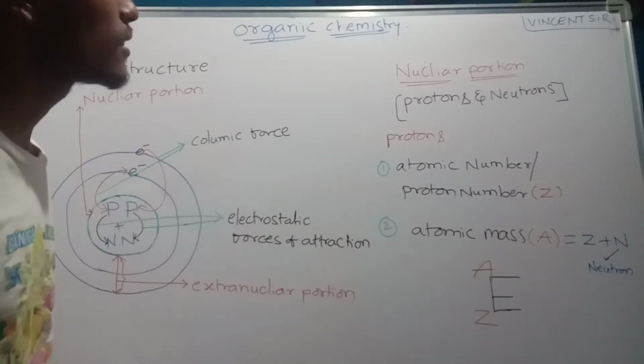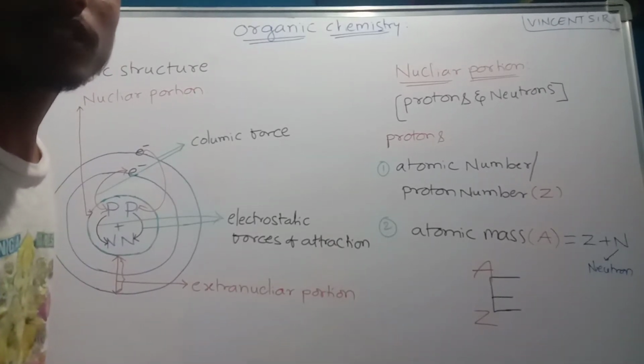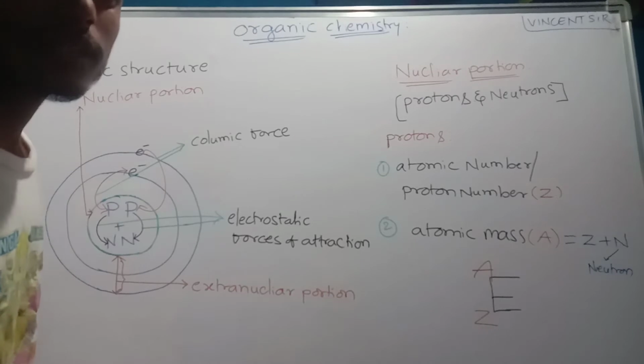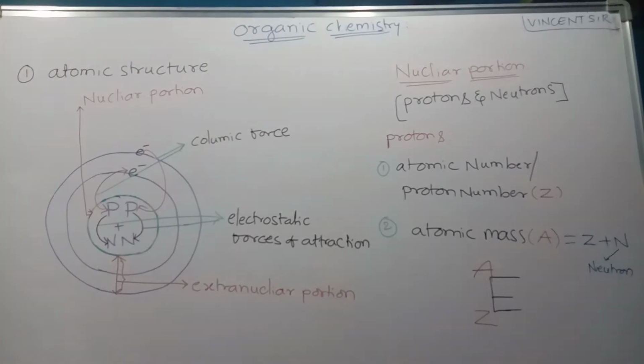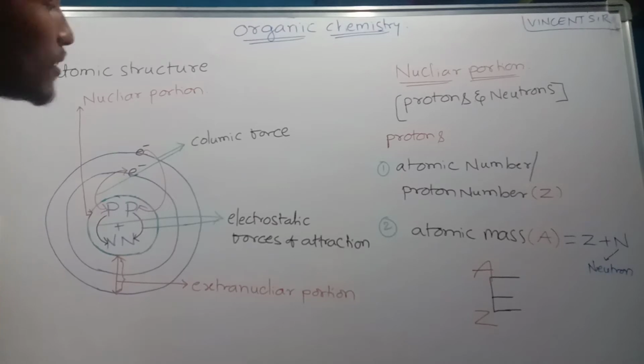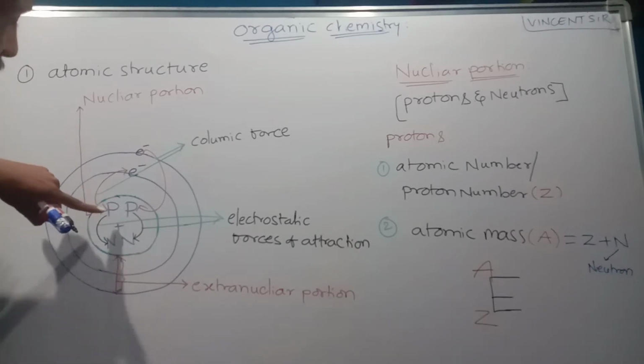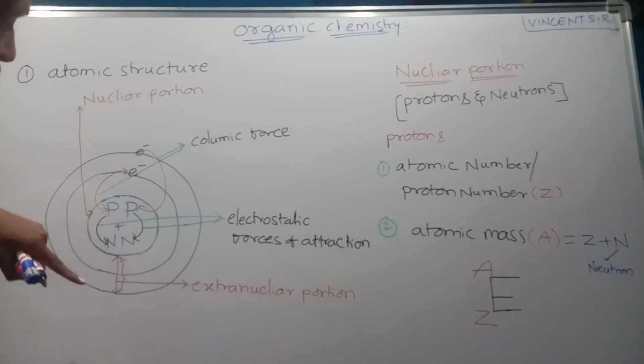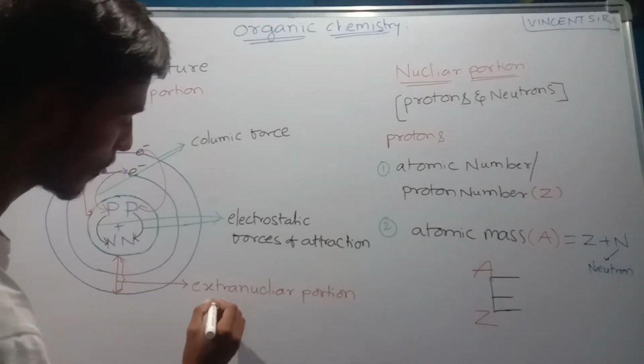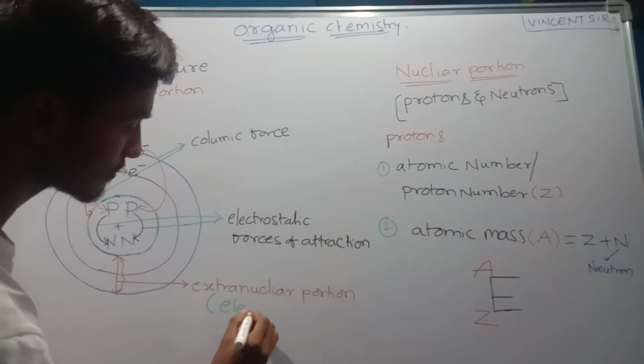Now, in organic chemistry, our first topic is atomic structure. Atomic structure mainly consists of a nuclear portion and an extranuclear portion. The nuclear portion mainly consists of protons and neutrons, and the extranuclear portion consists only of electrons.